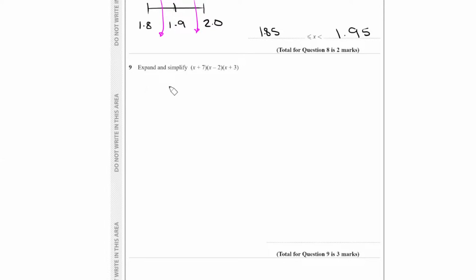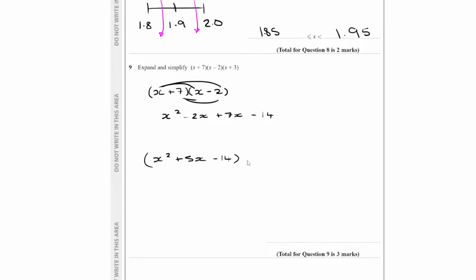Okay, question 9, we've just got expanding triple brackets, so take the first 2, or whichever 2 you want to do first, but just take 2 at a time. So that's just double brackets, expand that as normal. X squared minus 2x plus 7x minus 14. Then simplify this, as in collect the like terms in the middle. So x squared plus 5x minus 14. And then bring back whichever one you haven't done, so that in this case is the third one.